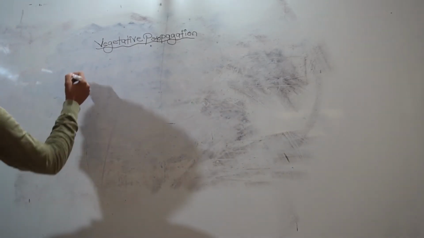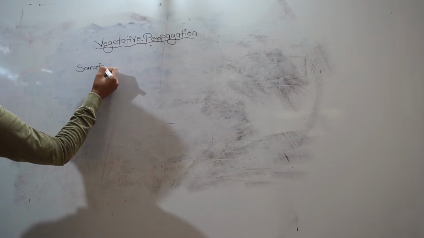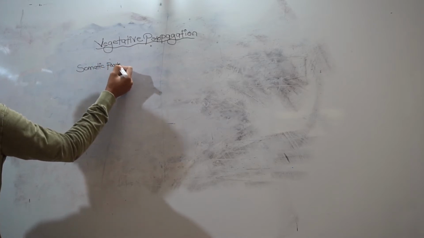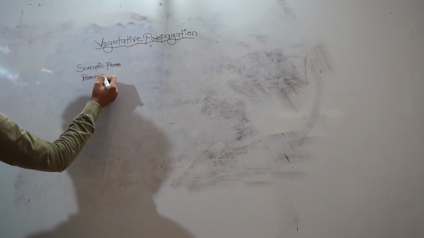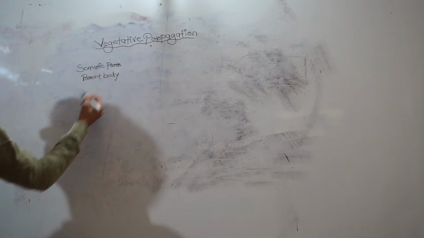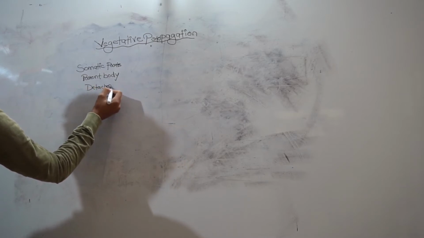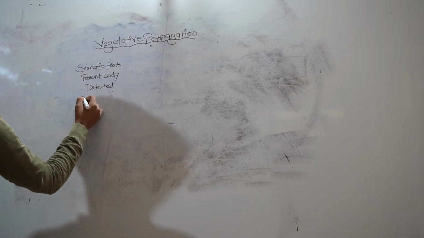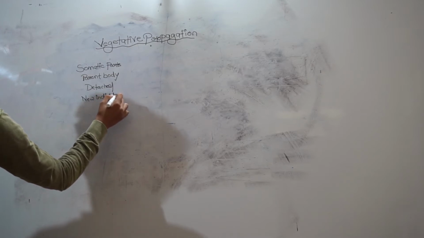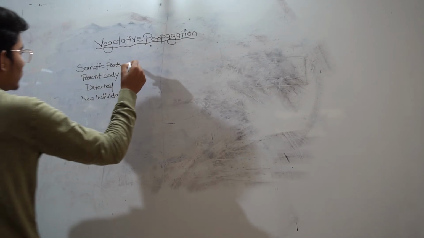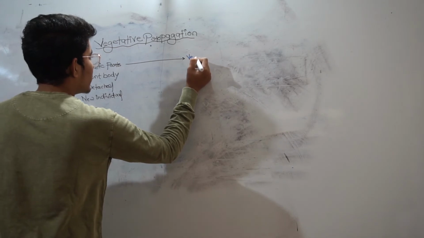So, somatic parts of the parent body, after they are detached, form a new individual. And this happens by the method of vegetative propagation.